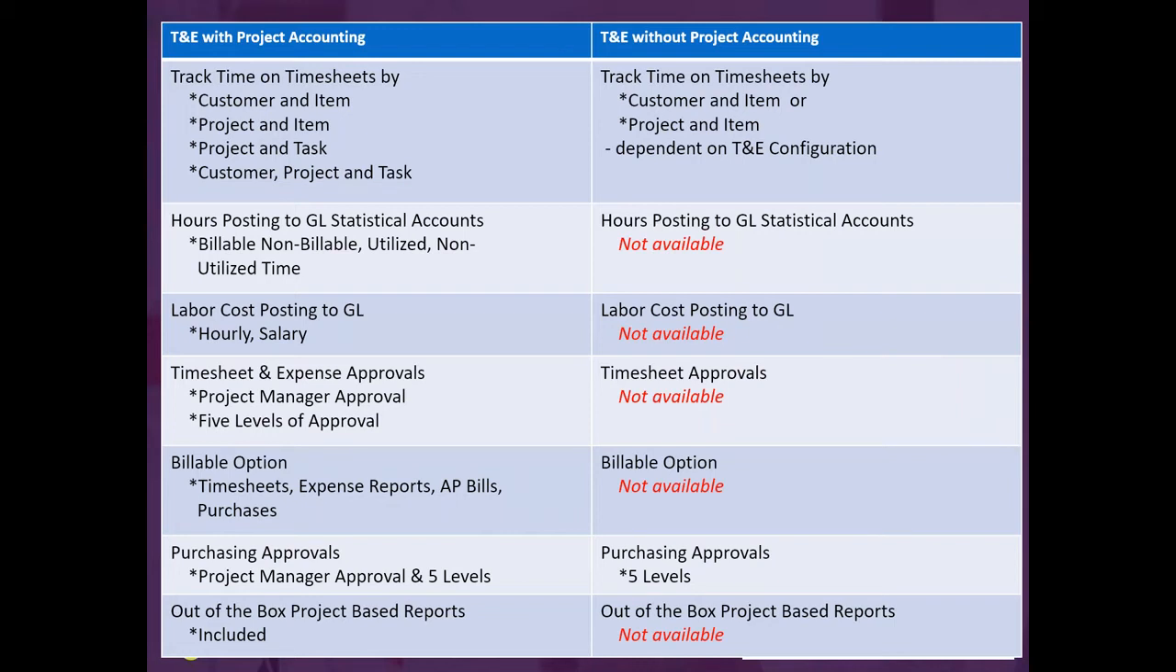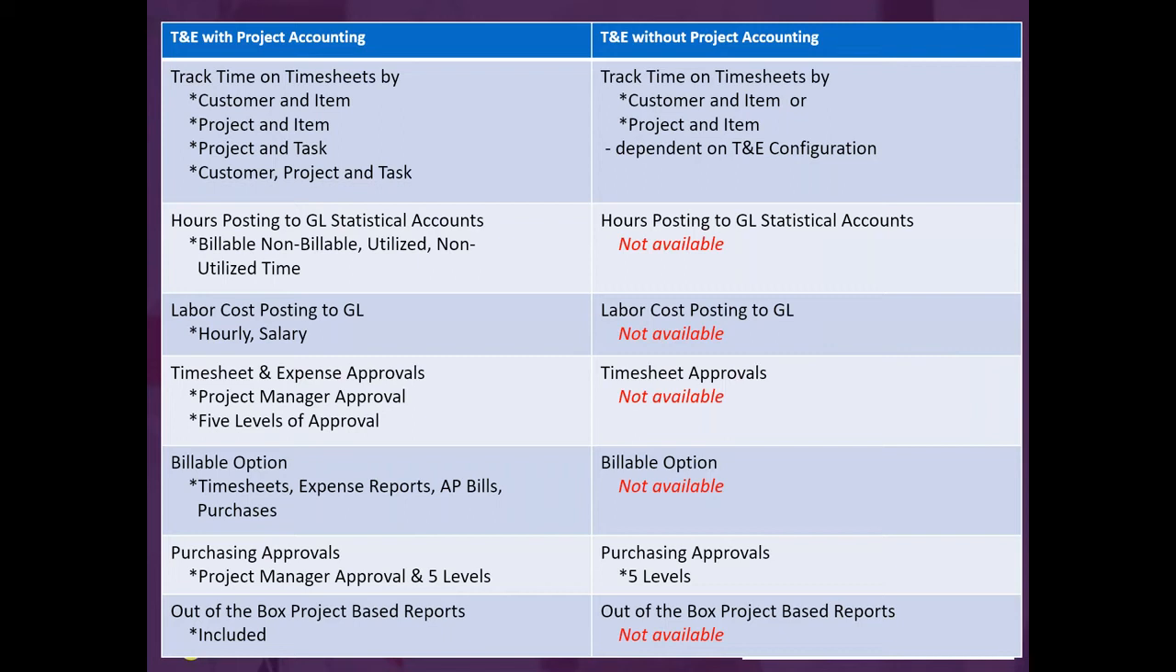If we're using the time and expense module with just the project dimension, we still have the ability to input time against a project, a customer, or an item, and these are dependent on how you configure the time and expense module. But we lose the capability of a real-time project module to capture posting and statistical information, labor costing, time and approval, and bills. So the question is, in the final analysis, why would we use project dimension versus project accounting?